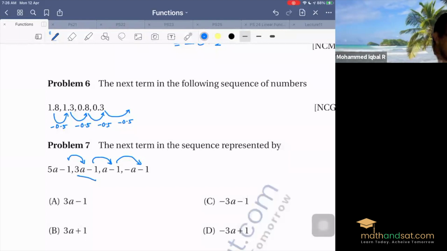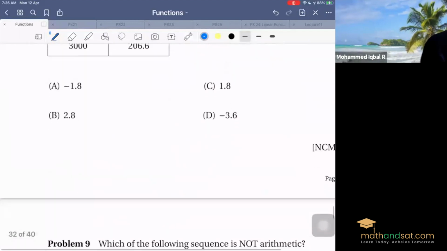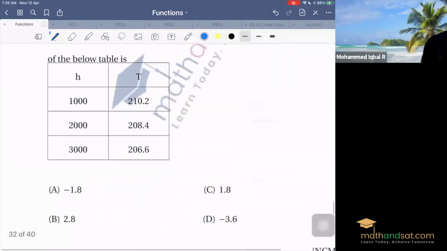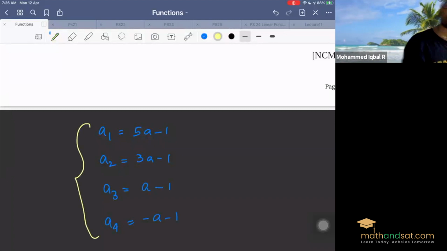Let's actually verify this. The terms in the sequence are: the first term is 5a minus 1, the second term is 3a minus 1, the third term is a minus 1, and the fourth term is minus a minus 1.